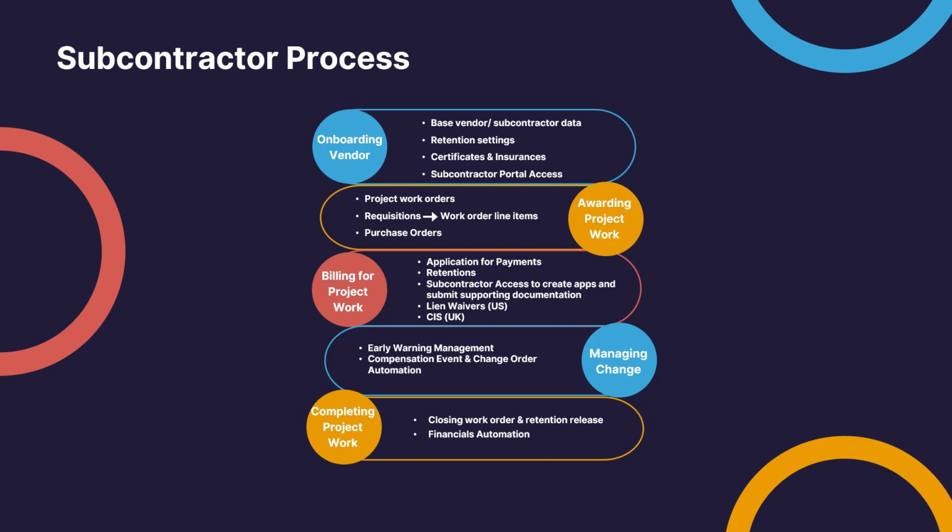Starting with onboarding the vendor, this really all starts at the vendor/subcontractor record. This will include all information that's essential to the subcontractor management process, including retention settings, which we'll configure to ensure accurate withholding and releasing of funds. Also, we'll review the process for collecting and verifying subcontractor certificates and insurance documents. And then we'll also address subcontractor portal access, which is where we'll grant subcontractors access to the subcontract portal in ProScope, allowing them to create payment applications and submit documentation.